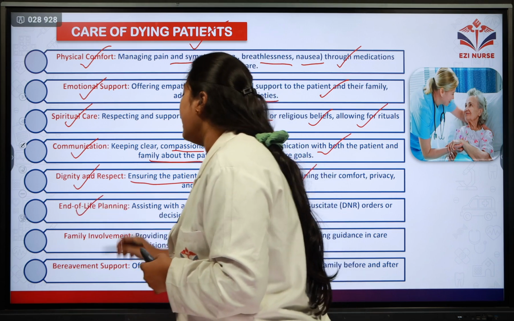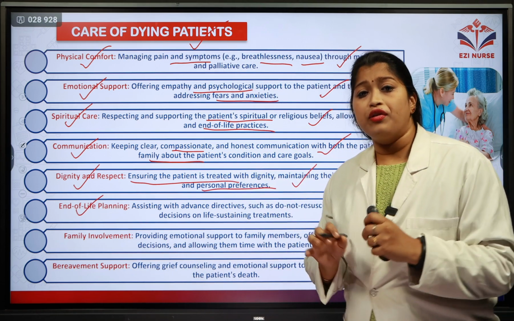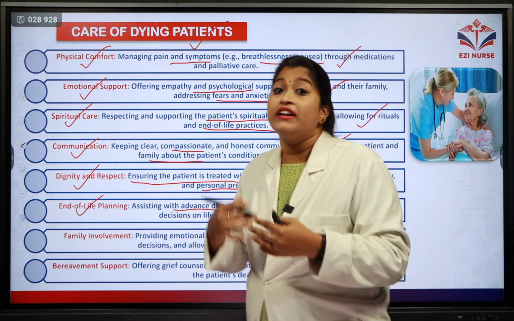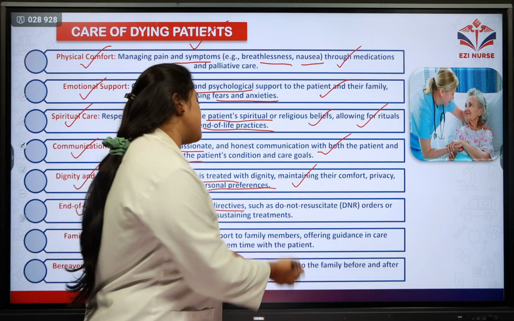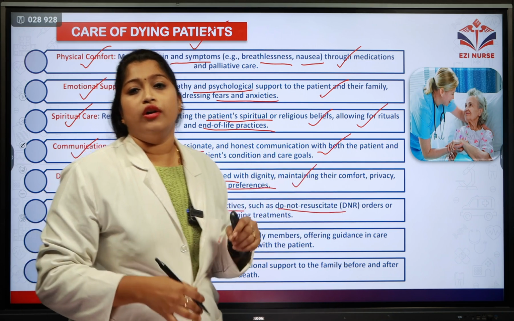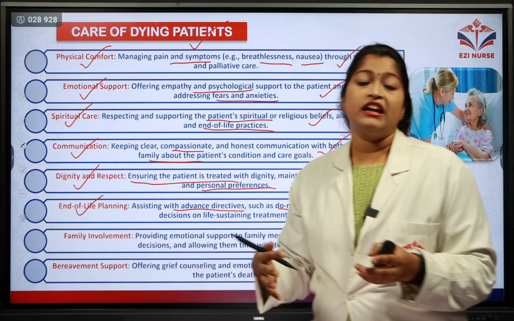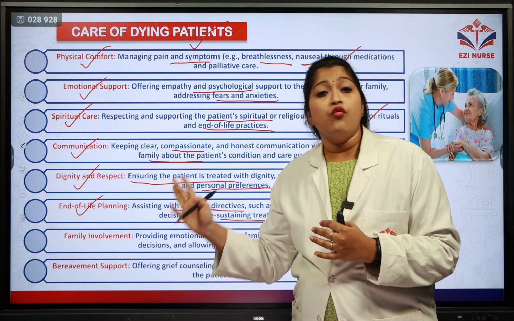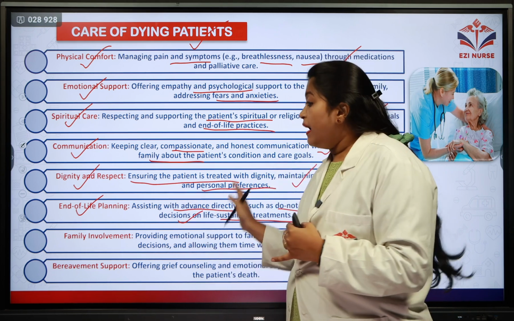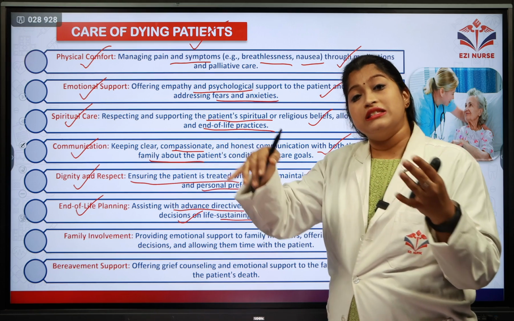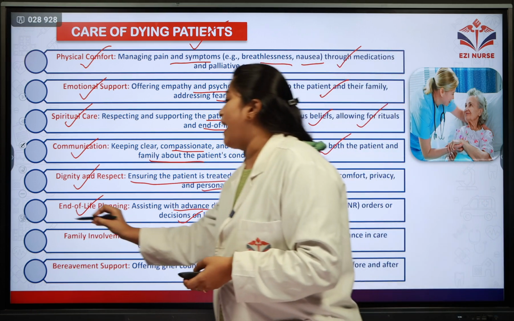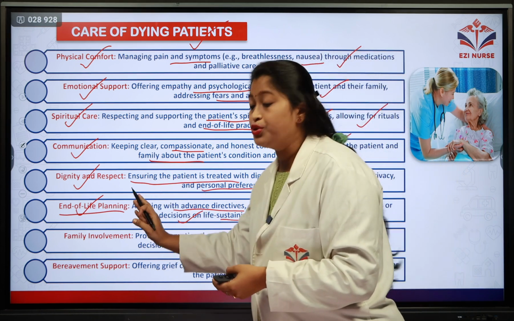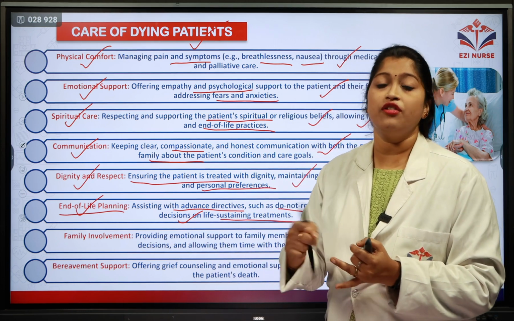The next type of care is end of life planning. So what is this end of life planning? You need to assist with advance directives. For example, if the patient does not want resuscitation, you need to say do not resuscitate. You need to give these orders if the patient does not wish for any kind of resuscitation. And decisions on life sustaining treatments, whether he wants them or not, depend upon the patient's wish as well as the family's wish. Whatever care you're giving, you need to do the end of life planning according to the wish of the patient as well as the family members.